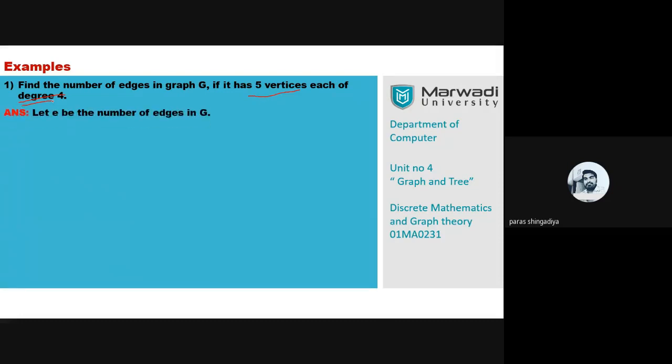So what is the pattern? Let E be the number of edges, and by the first theorem, the statement of this first theorem is degree of V1, degree of V2, degree of V3, V4 and V5, and we have 5 vertices each of degree 4. All have degree 4, so it means it will become 4 plus 4 plus 4 plus 4 plus 4 is equal to 2 times E, and that will become 20 is equal to 2E, and therefore E is 10.